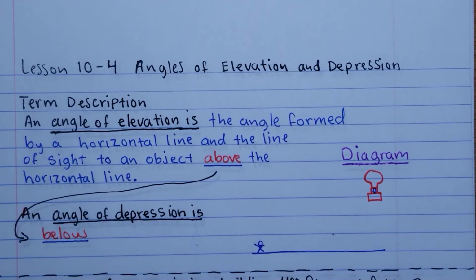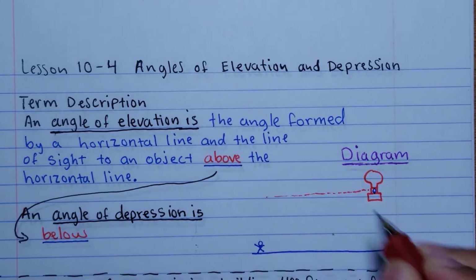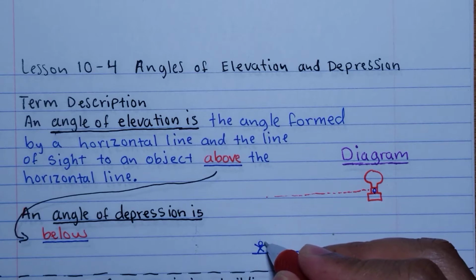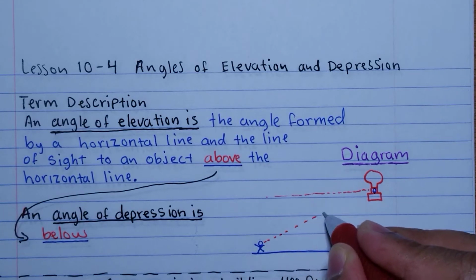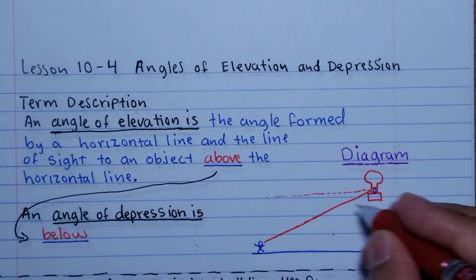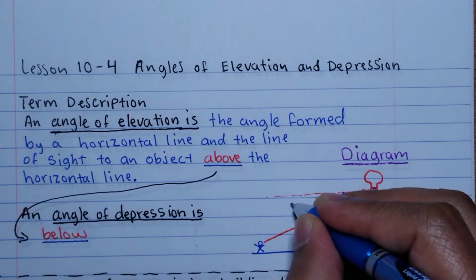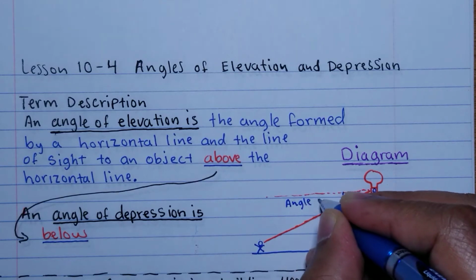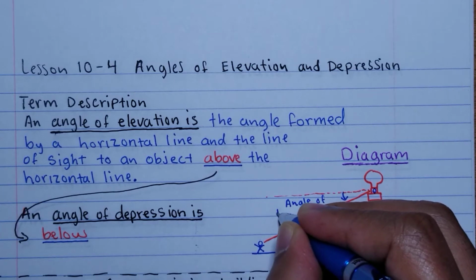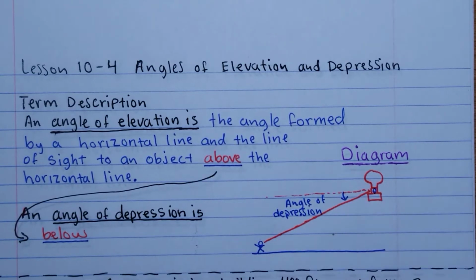So what this is saying is you have this horizontal line, okay, and then this is how the angle of depression is going to get formed. So this one here will be the angle of depression, this angle here. Okay, and this one will be the angle of elevation.